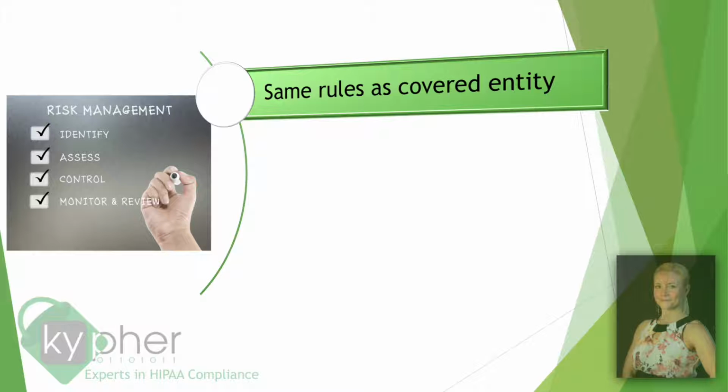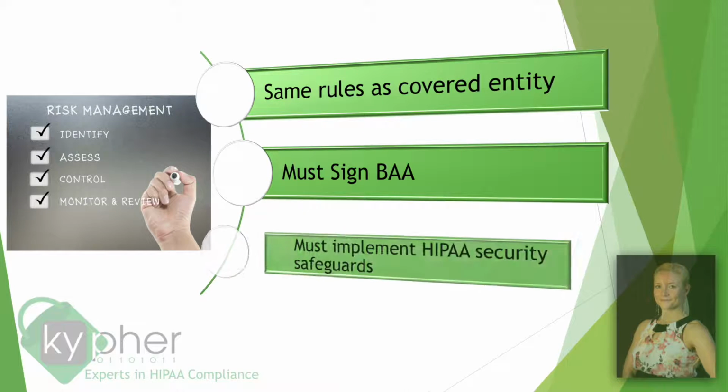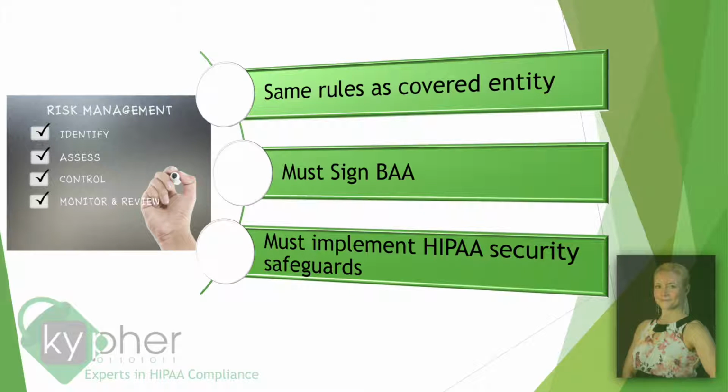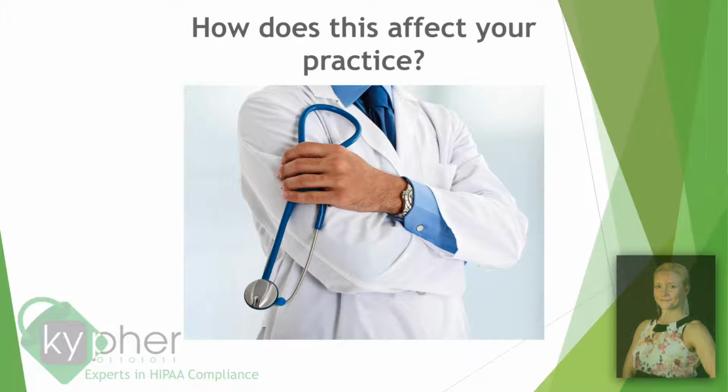Covered entities must enter into contracts with their business associates, which is what we're talking about today. They require, among other responsibilities, the business associate to implement administrative, physical, and technical safeguards that reasonably and appropriately protect the confidentiality, integrity, and availability of electronic PHI. How does this affect your practice? Not only is it law, but it's forcing practices to become accountable for how they protect patient data and who they choose to do business with.